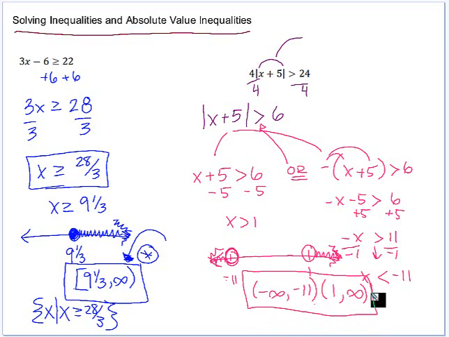So this is interval, and once again, all multiple choice questions are going to have you do it in interval. Set builder would be, for this one, x such that x is less than negative 11 or x is greater than 1. But once again, it's the interval notation that you're going to need to know.